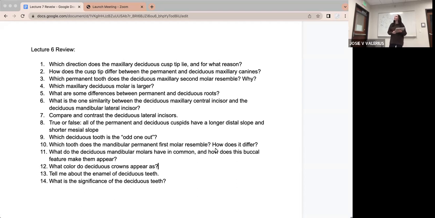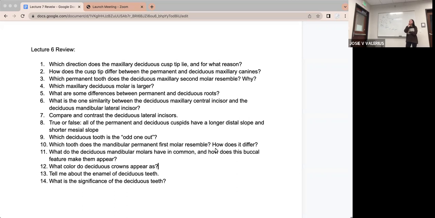Number 8. True or false? All of the permanent and deciduous cuspids have a longer distal slope and a shorter mesial slope. So this is going back to the permanent teeth as well. True. Oh, not all of them. Is it the other way around? So which ones? So it's false. Yeah, it'd be false.